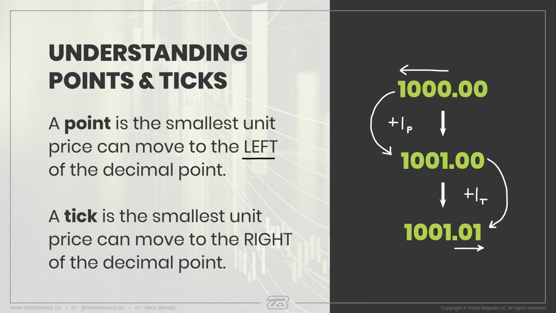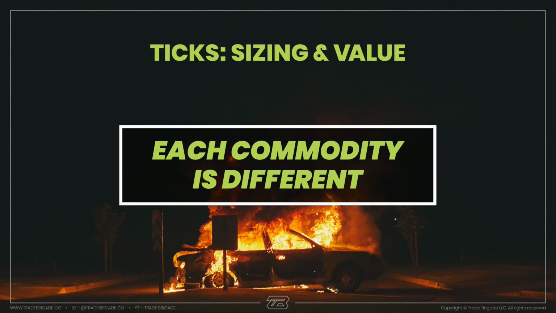Now, it's very important to understand that every single commodity has a different tick size and a different tick value, okay? Very, very important to note. The reason there's a burning car in the background here is because if you're not familiar with the tick size and the tick value, you can quickly find yourself in a very bad situation. Let's say that the tick value was way higher and the tick size was way smaller than you anticipated. Well, very quickly, you're going to find yourself again in a very tough spot.